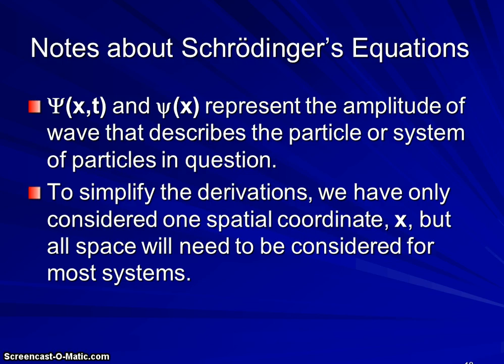Now, for systems like a hydrogen atom, we're dealing with a sphere. We're going to have to deal with 3 coordinates, and so we'll use a more complex coordinate system, but the same math basically works out. And so we'll work on those coordinate systems in a later chapter.